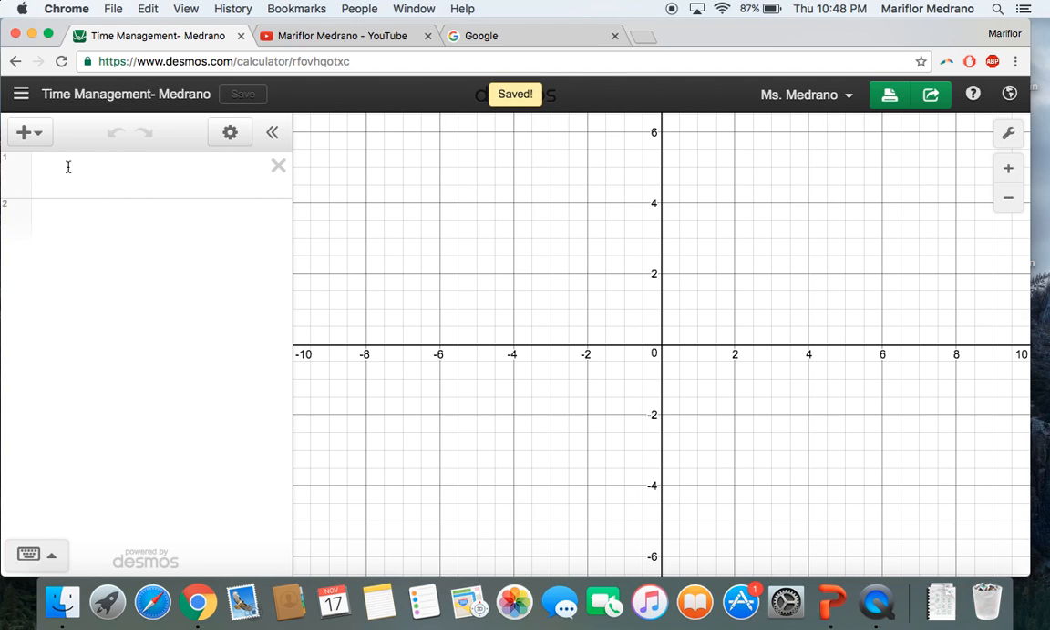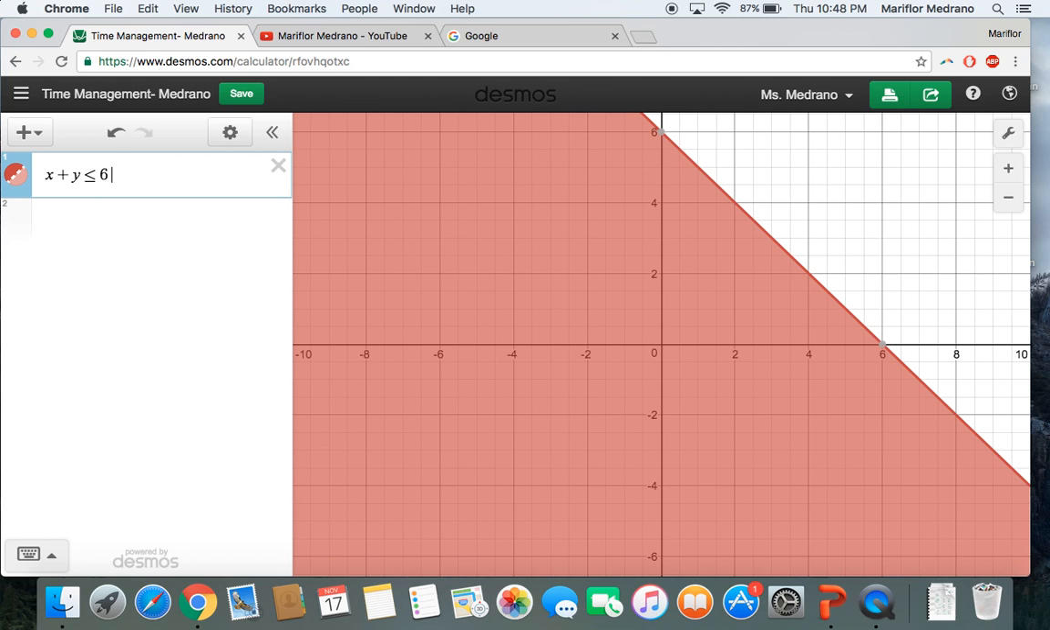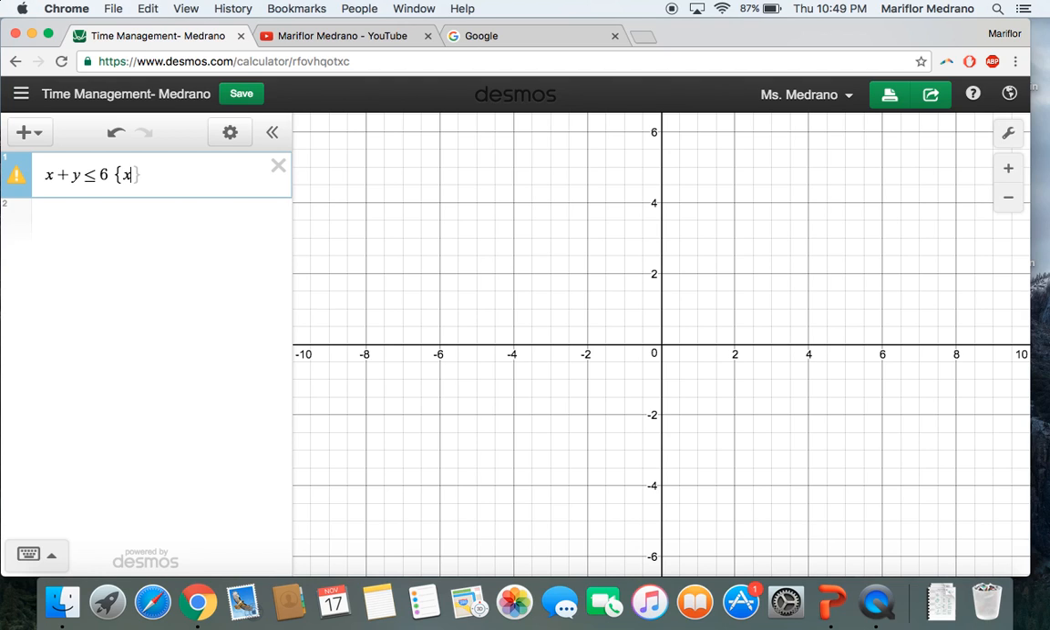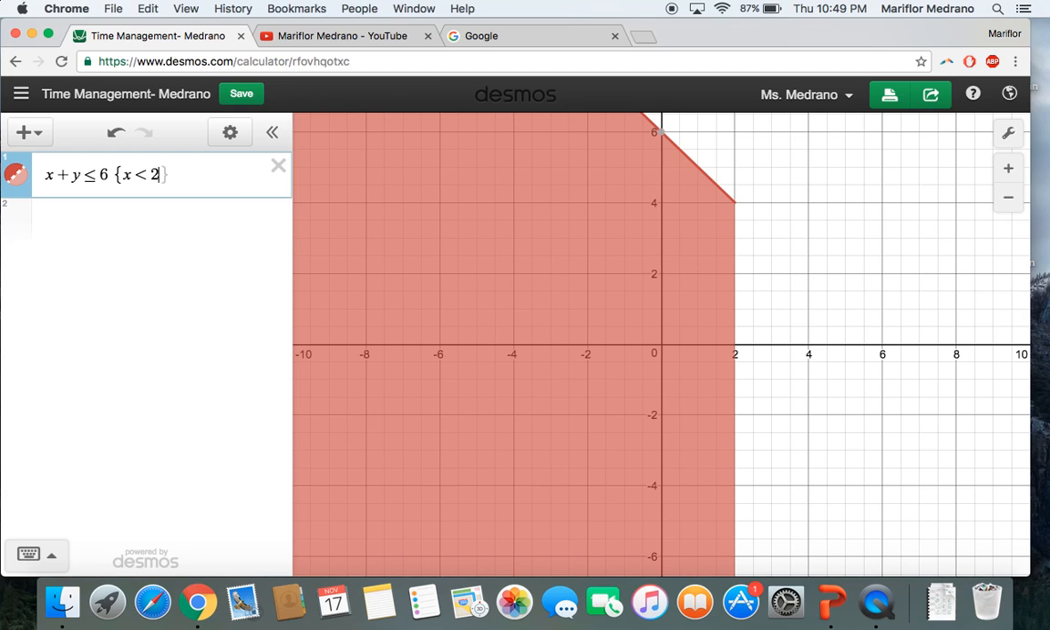And then we're going to start off with our initial inequality. That would be the number of hours playing basketball, which is X, plus the number of hours doing homework, which is Y, is less than or equal to 6 hours. And we're going to put our restrictions or constraints inside these fancy braces here. The first one was that X, the number of hours of playing basketball, is less than 2. And we're going to close that off.